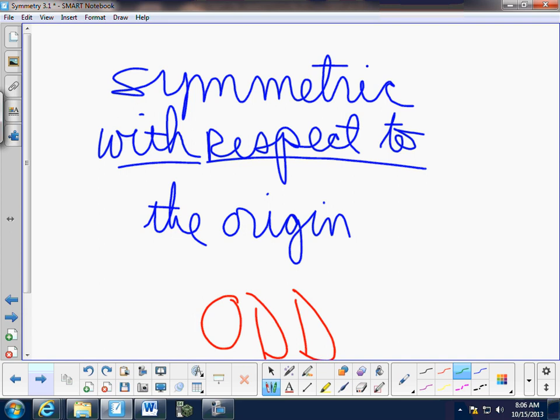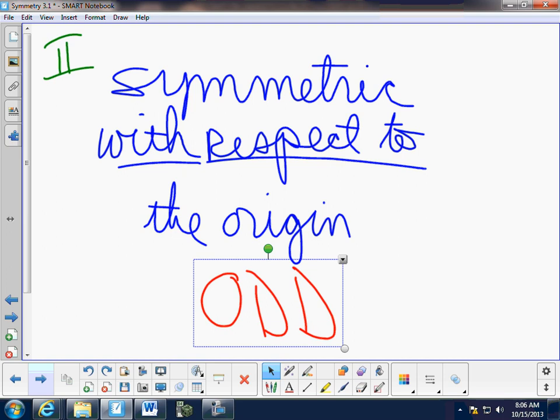Symmetry with respect to the origin is the other one that has a name. Symmetry with respect to the origin is an odd function. Those are the two that have names. Y-axis symmetry, even. Origin symmetry, odd.